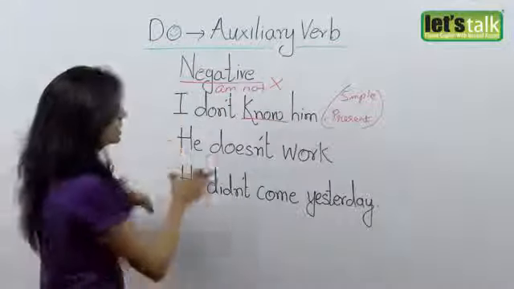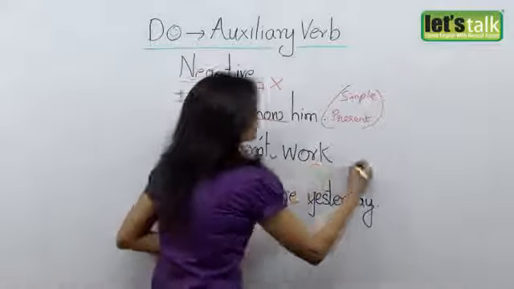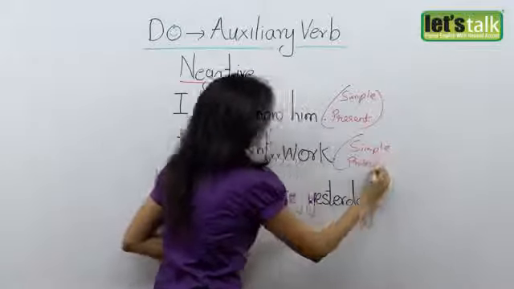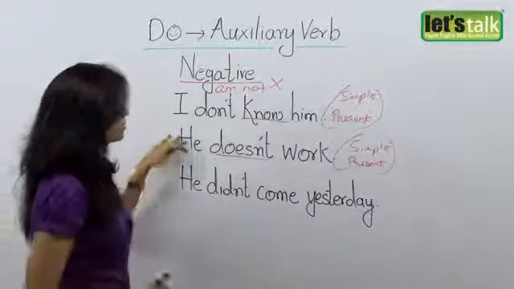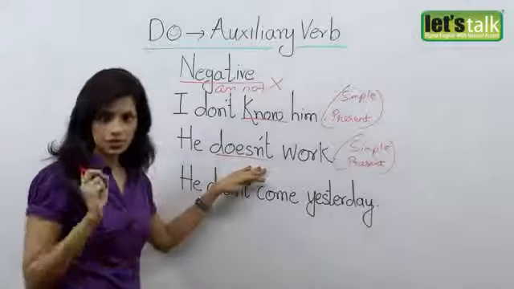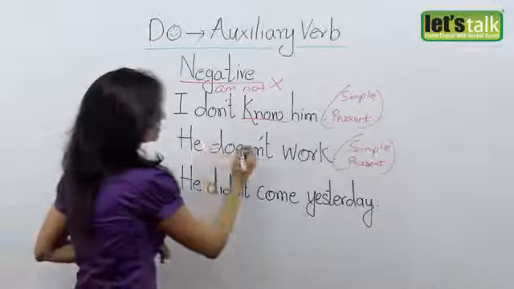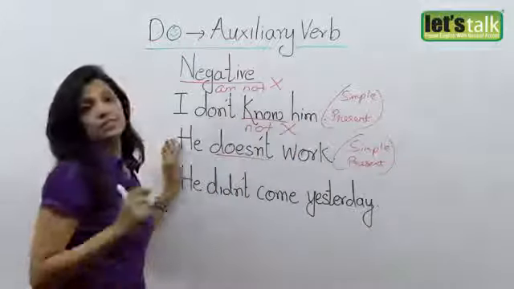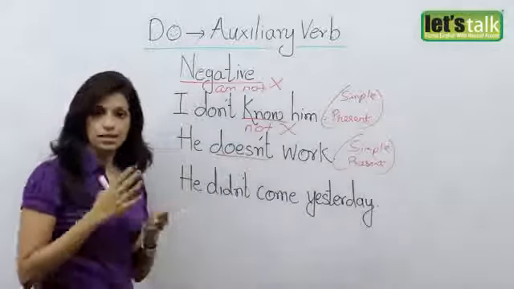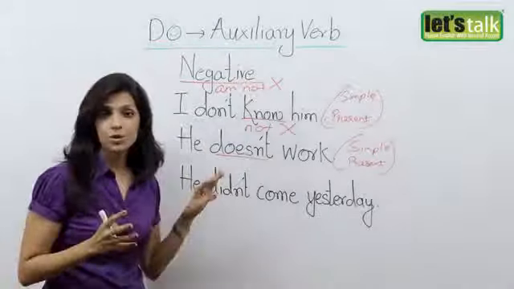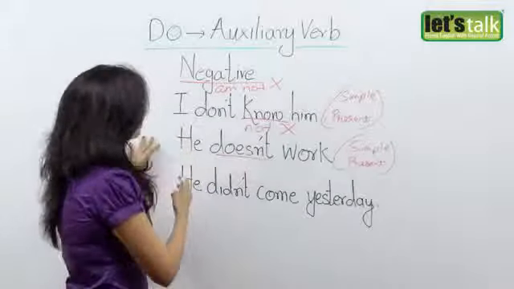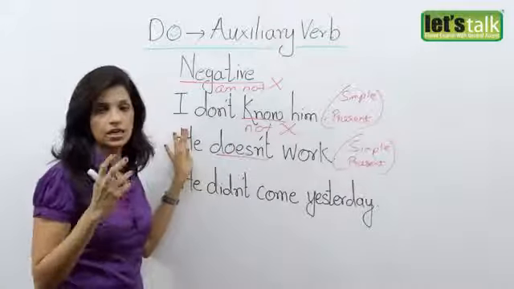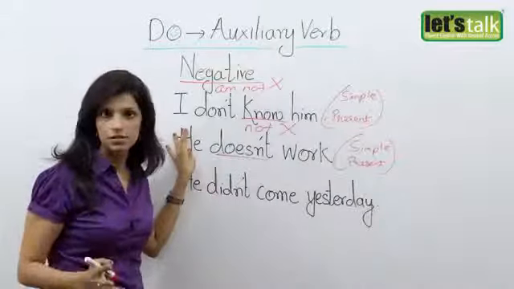Similarly, in my next example, he doesn't work. This is also a simple present. But like I said in my earlier examples in interrogative, we use does or doesn't in case of a third person. Okay, so he doesn't work, not he not work. This is wrong. Friends, again, please remember do and does or don't or doesn't, both are simple present tense used for interrogative or negative. The only difference is do is used for I, you, we, they, and does is used for he, she, it. Okay.